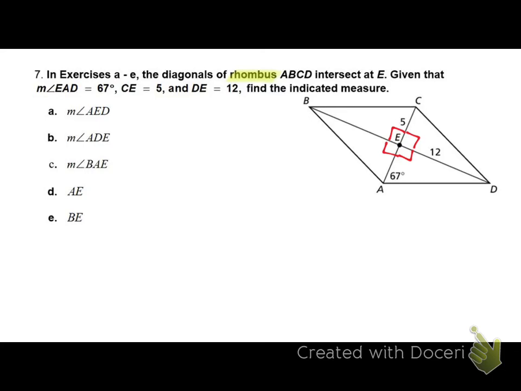All right, so it says AED. What's the measure of angle AED? It's 90. ADE. It's in a triangle, right? You know 90 and you know 67, so you could find ADE by adding and subtracting from 180. So what's the measure of ADE? 23.